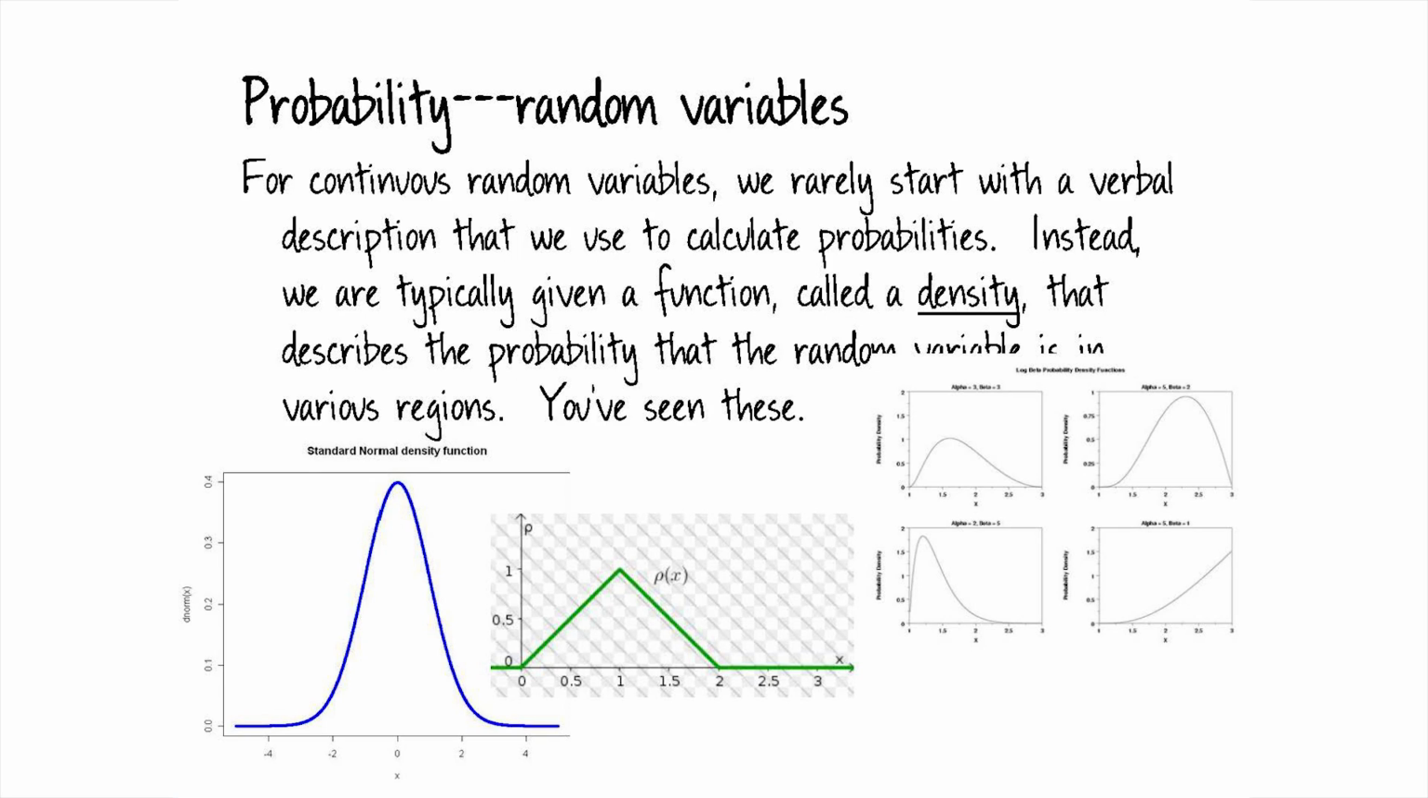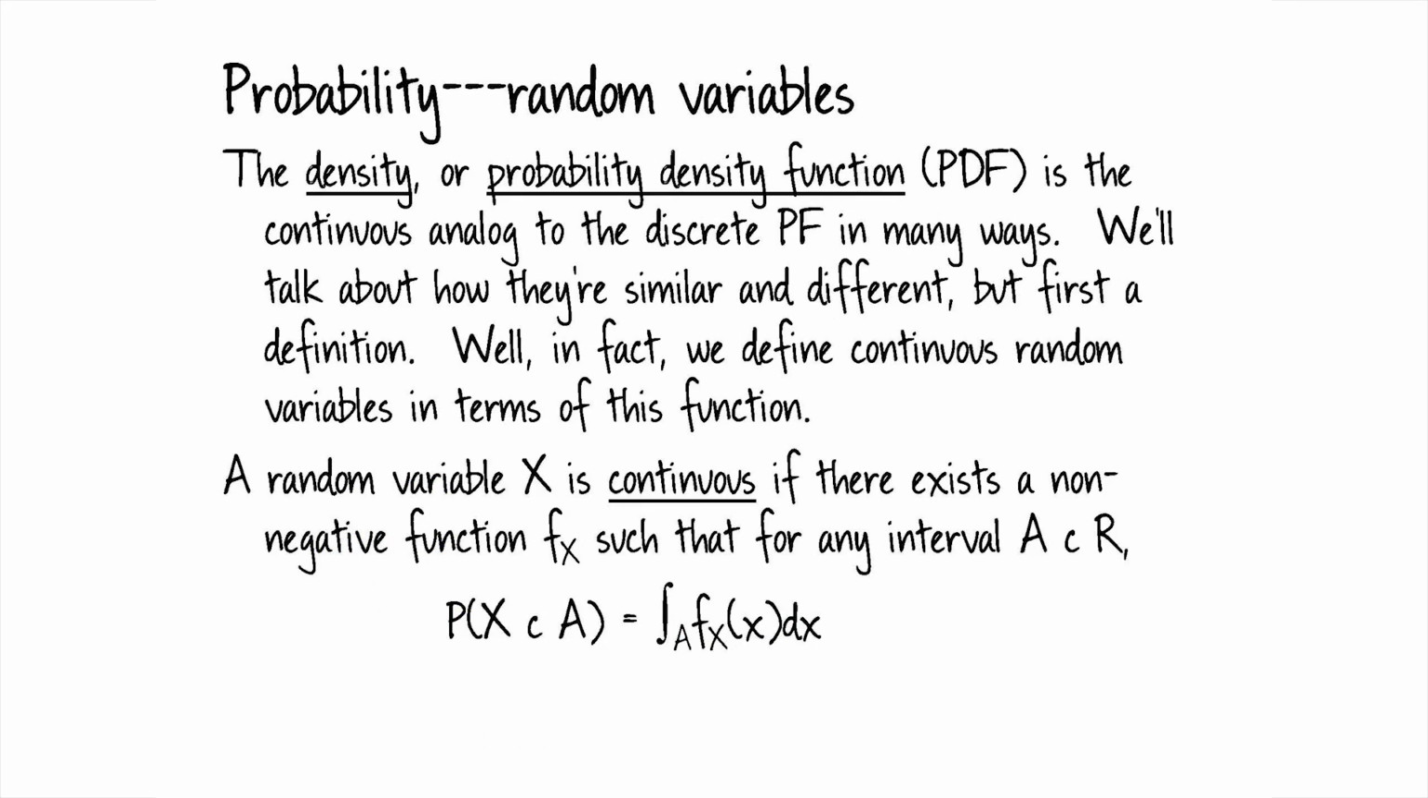All of you have seen lots of examples of densities. Over on the left is a normal density. This is a triangular density. These are examples of log beta densities. So you've all seen examples of them, and we will see many additional examples and learn how to manipulate them in various ways. But let me say a little bit more about this function, the density, also known as the probability density function. Okay?